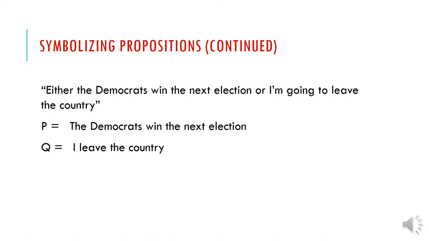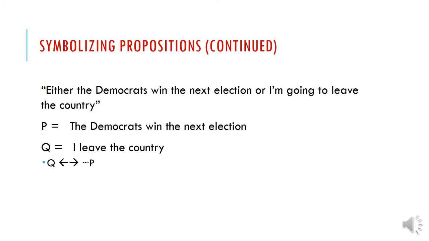Again, we have two simple propositions. The Democrats win the next election. I leave the country, both having their own truth value. And when put together, look like this. Now, the reason that we have the biconditional sign with the negation is because when I'm using the either or in an exclusive manner, then it's important that I use a biconditional rather than a simple disjunctive or. A disjunctive or represents an and or statement, not an either or statement.